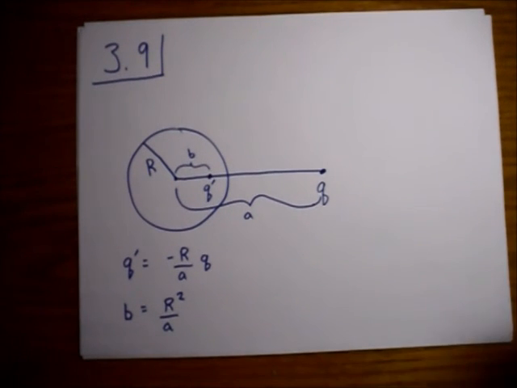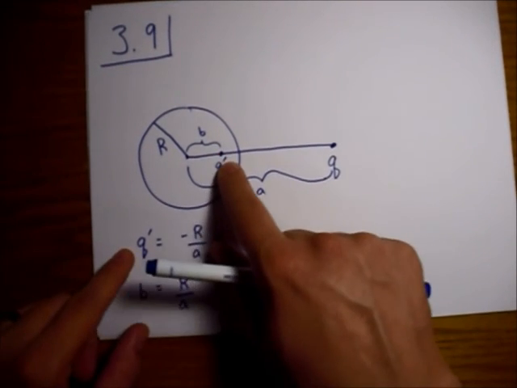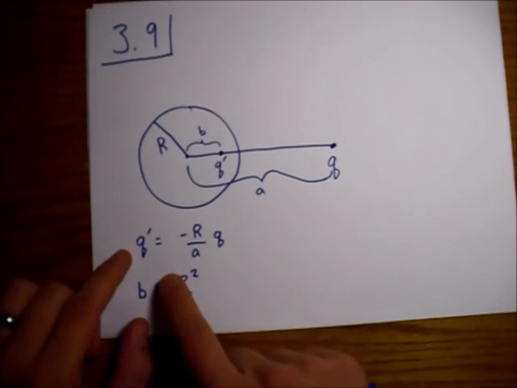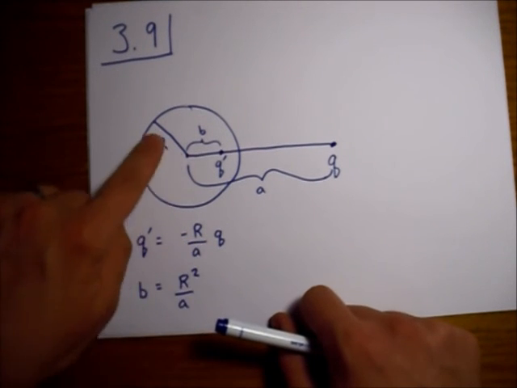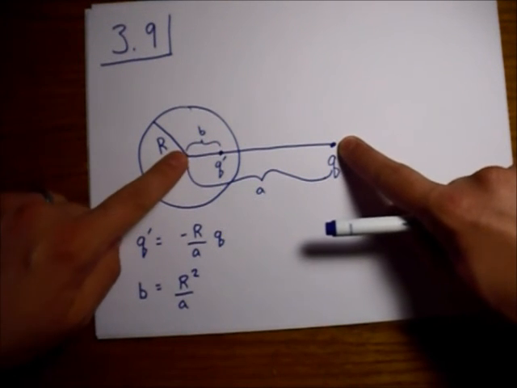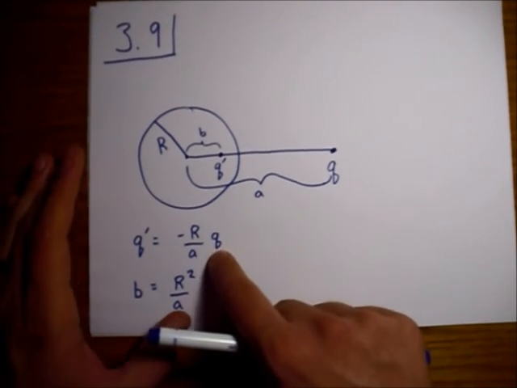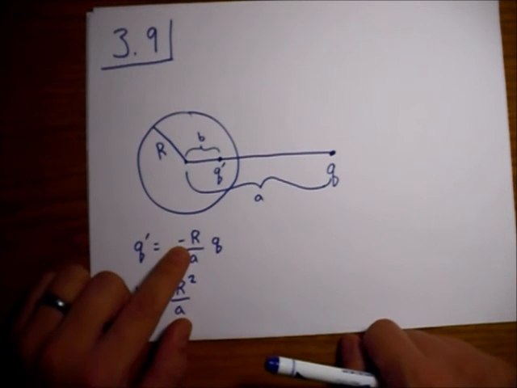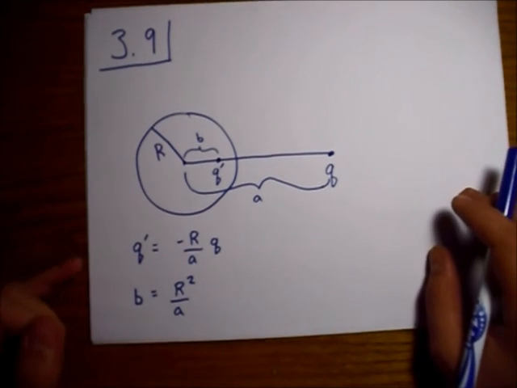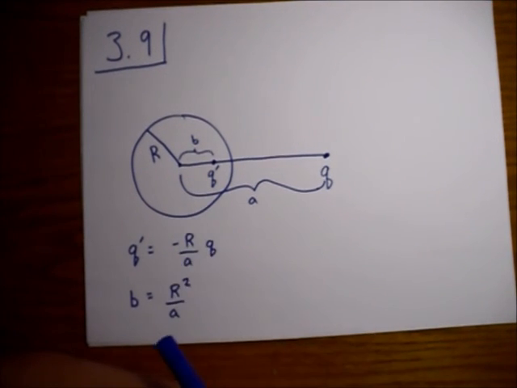So if we go through example 3.2, we find out that the magnitude of the charge, which we'll call Q prime, our image charge, is minus R, where R is the radius of the spherical shell, divided by a, where a is the distance out from the center to the original charge Q, and then multiplied by the magnitude of the charge Q. So notice that it's opposite in sign, and because a is larger than R, it's also smaller than the magnitude of Q.